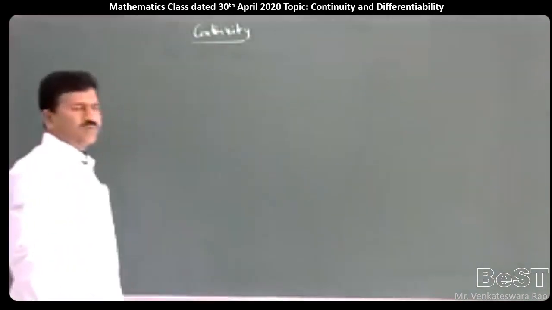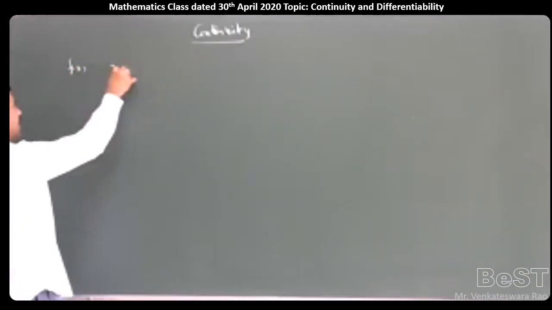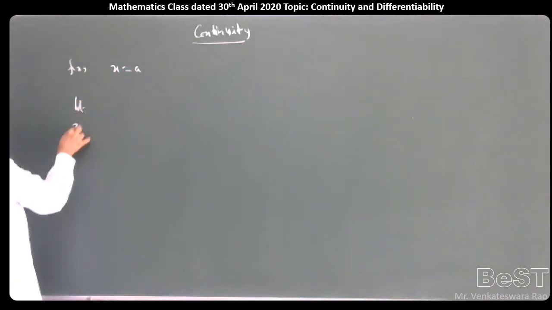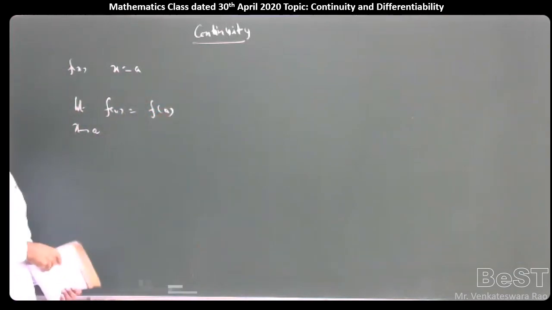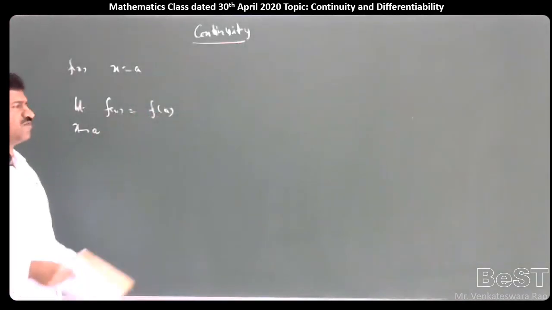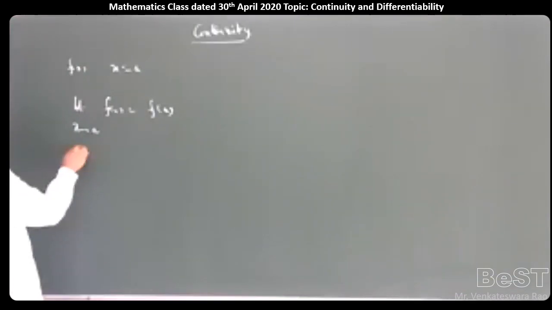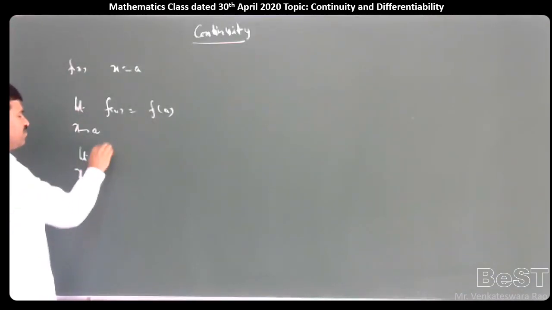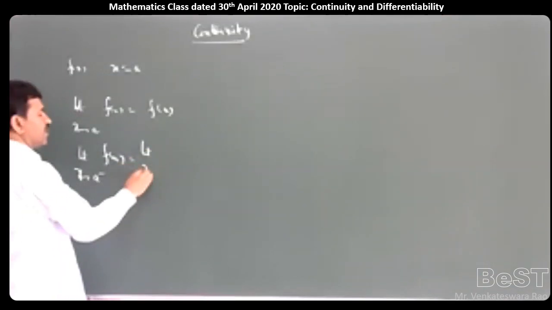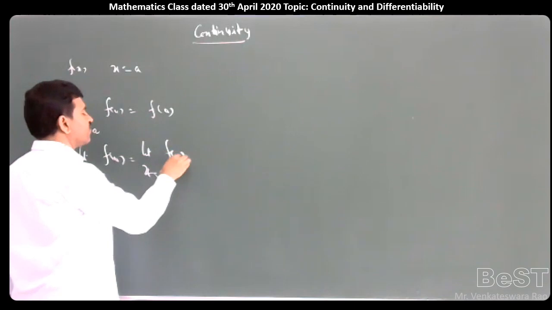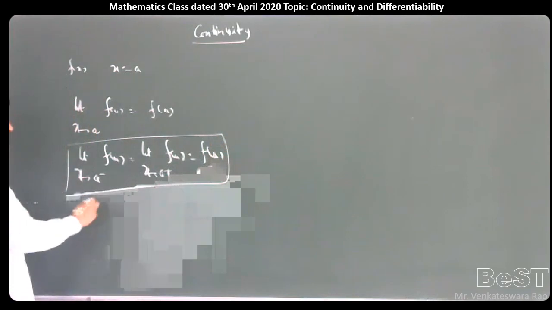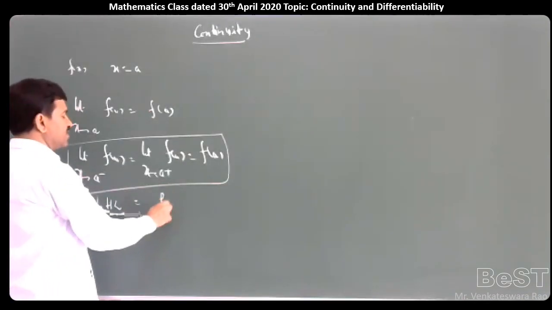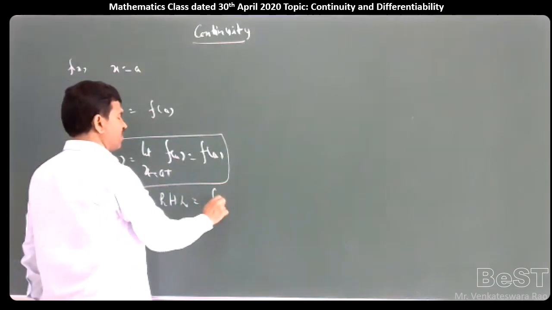A function f of x is said to be continuous at x is equal to a if limit of x tends to a, f of x is equal to f of a. That means we have to prove limit value is equal to function value. The perfect definition is limit x tends to a minus f of x is equal to limit x tends to a plus f of x is equal to f of a. This is the perfect definition of continuity. Left limit is equal to right limit is equal to the function value.